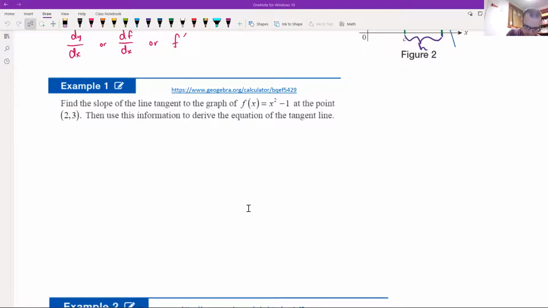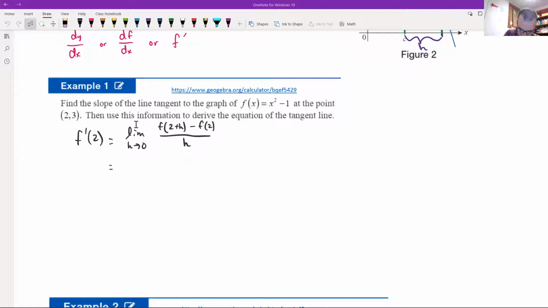So since we're focusing in on the point 2, 3, we're looking for f prime of 2, since that's the x value that we're putting in. And f prime of 2, according to our definition, is the limit as h goes to 0 of f of 2 plus h minus f of 2. That's the difference in the y values over the distance or difference in the x values, h. And then we would just continue.